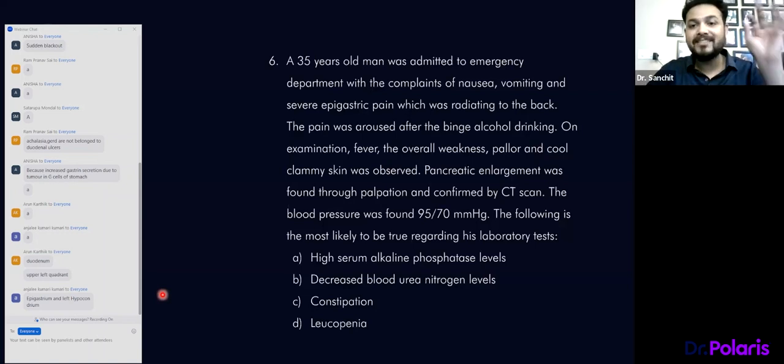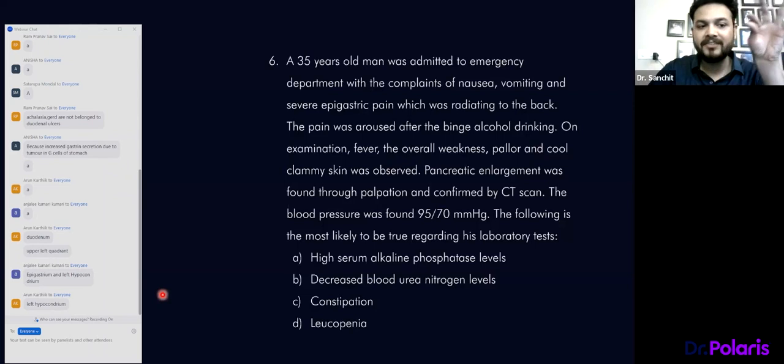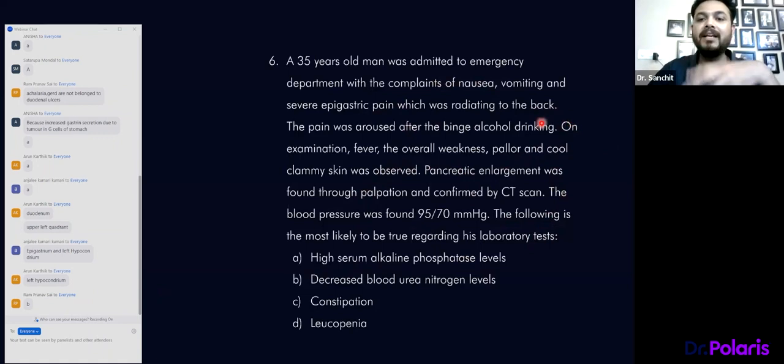So all these regions have pancreas. A small part of the epigastric and the left hypochondrium has the major part of the pancreas. Now, what has happened in this patient? After having a lot of alcohol, he had pancreatic swelling or pancreatic enlargement. We call this particular condition pancreatitis.